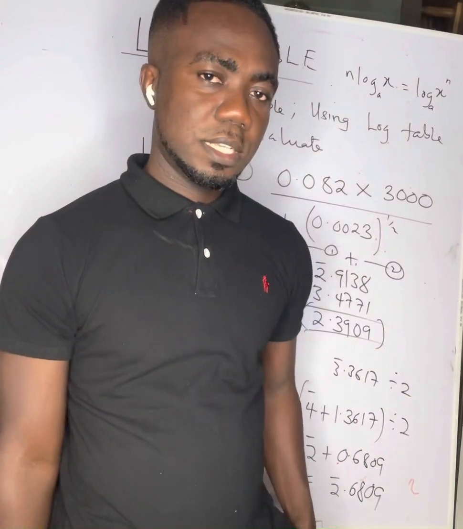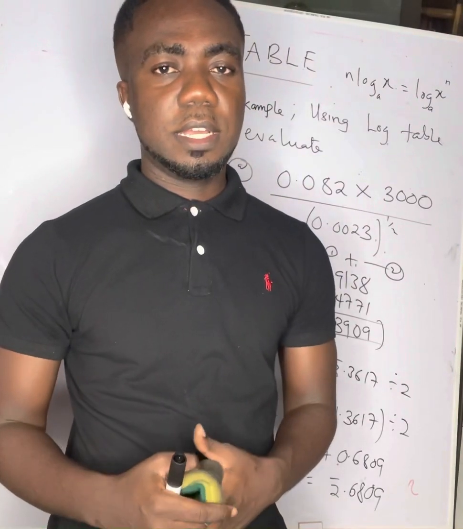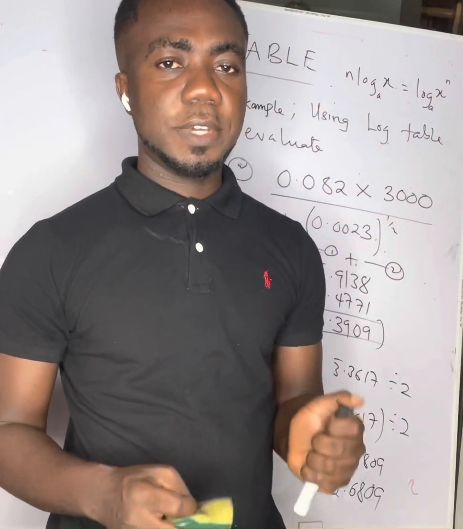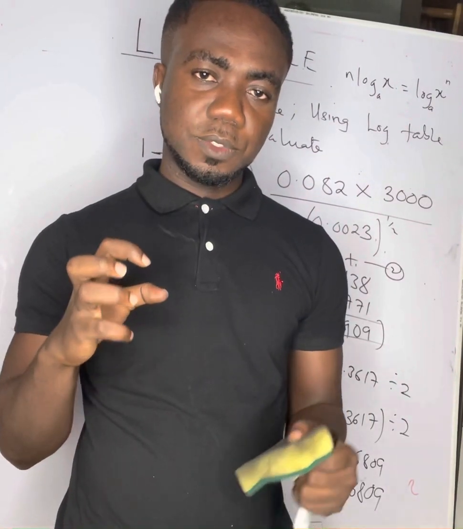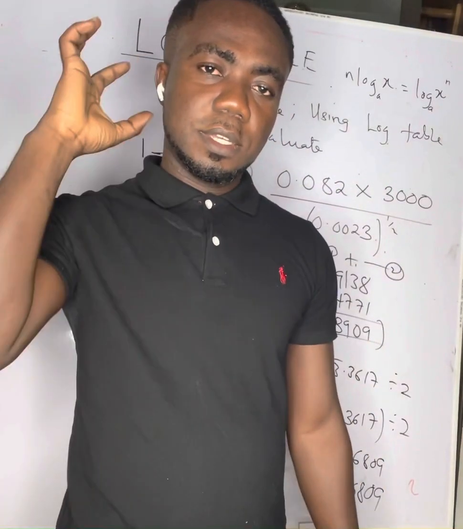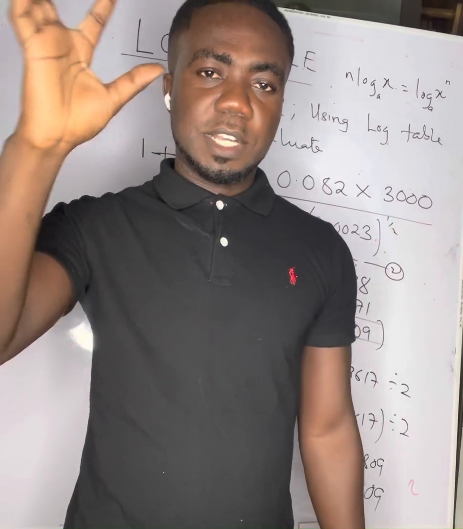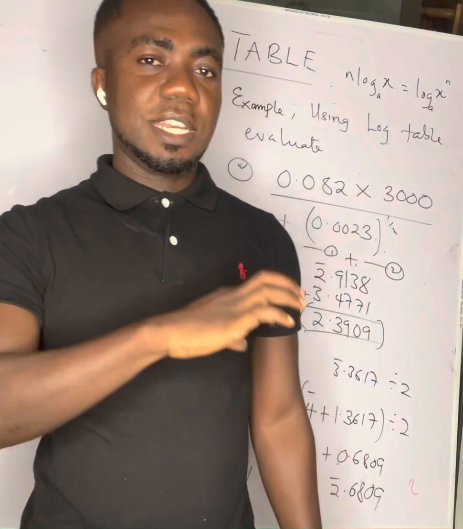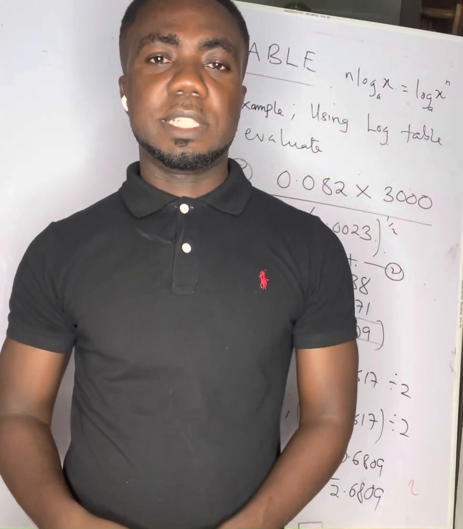So that's an example under log table. First, you need to write the expressions in standard form. The index becomes your characteristic, then the log of that number becomes your mantissa.